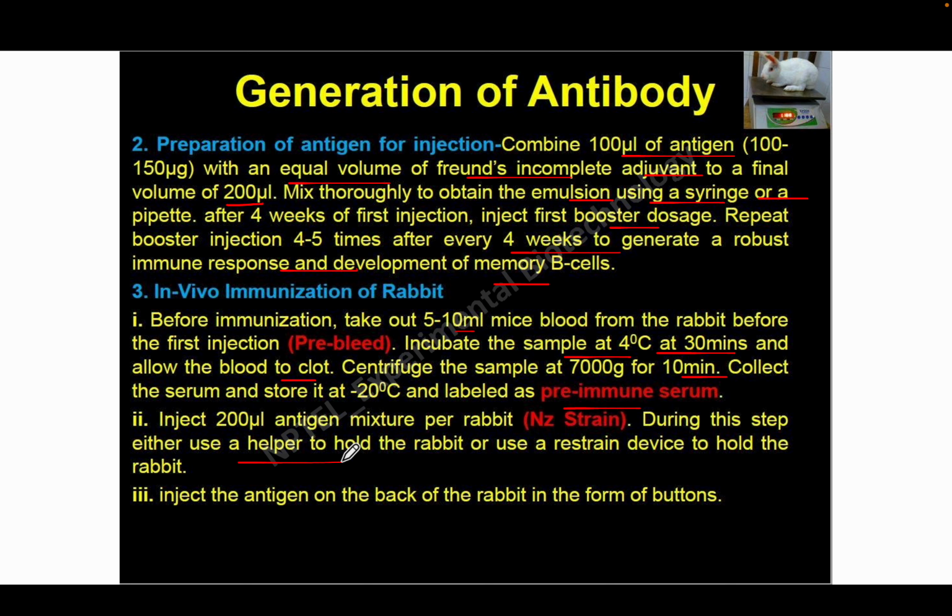During this step, use a helper to hold the rabbit. So this is a protocol for if you are doing the experiment: always have a buddy system to hold the rabbit, so that you will be able to do it efficiently. Inject the antigen on the back of the rabbit in the form of buttons.